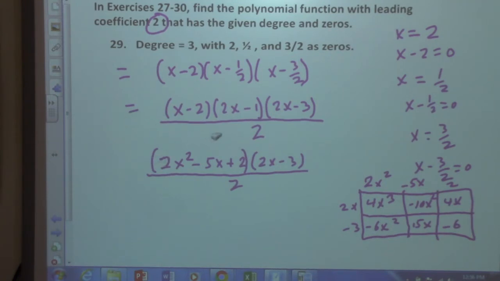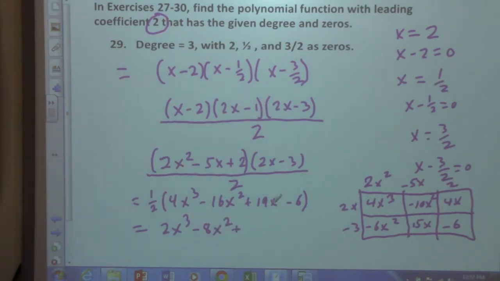this is not equal exactly, because we're dividing by 2. So we've introduced division by 2. But then we're going to get 1 half, I'm going to make it like this to save space, 1 half of 4x cubed, and then we'll have negative 6 and negative 10, so minus 16x squared, and then we have plus 19x minus 6, and then we multiply all these together, we get 2x cubed and minus 8x squared plus, now you can put 9.5, I'm just going to put 19 halves, minus 3.